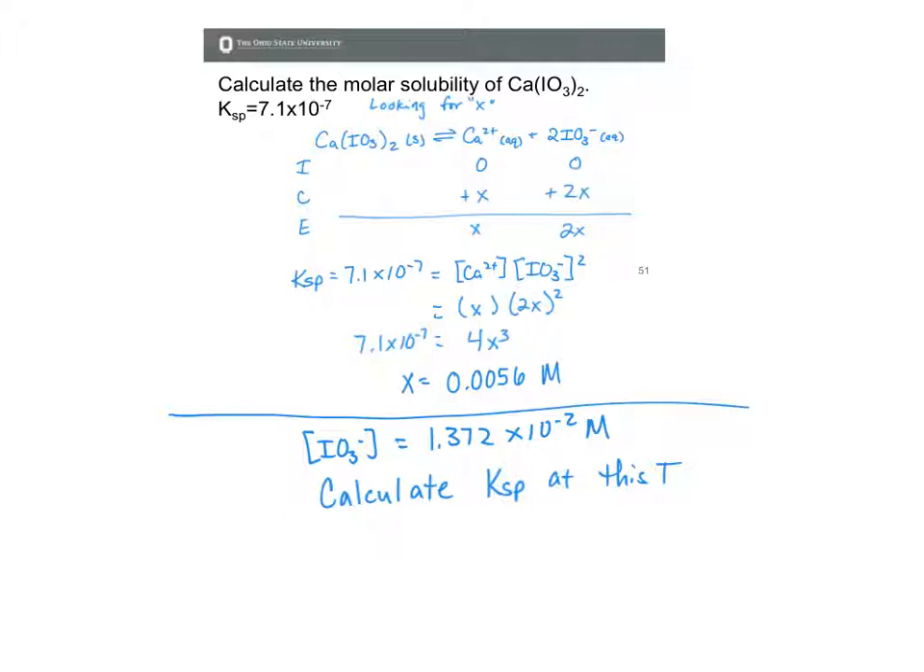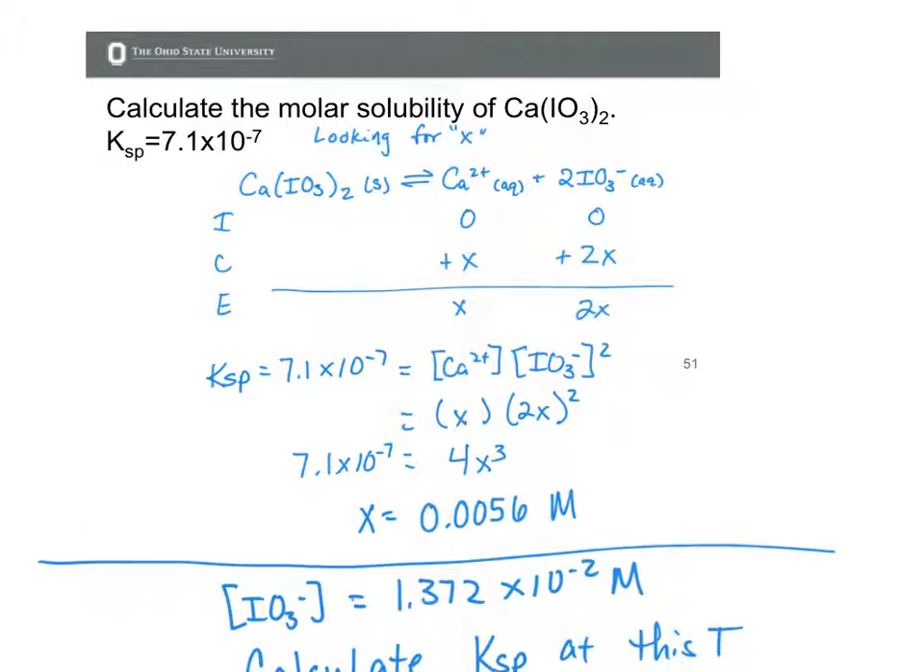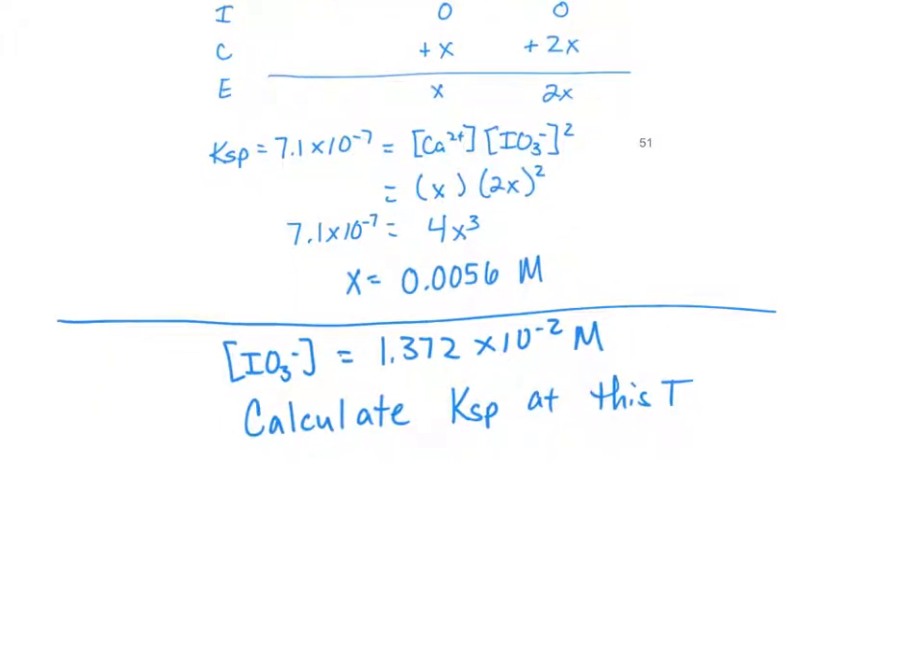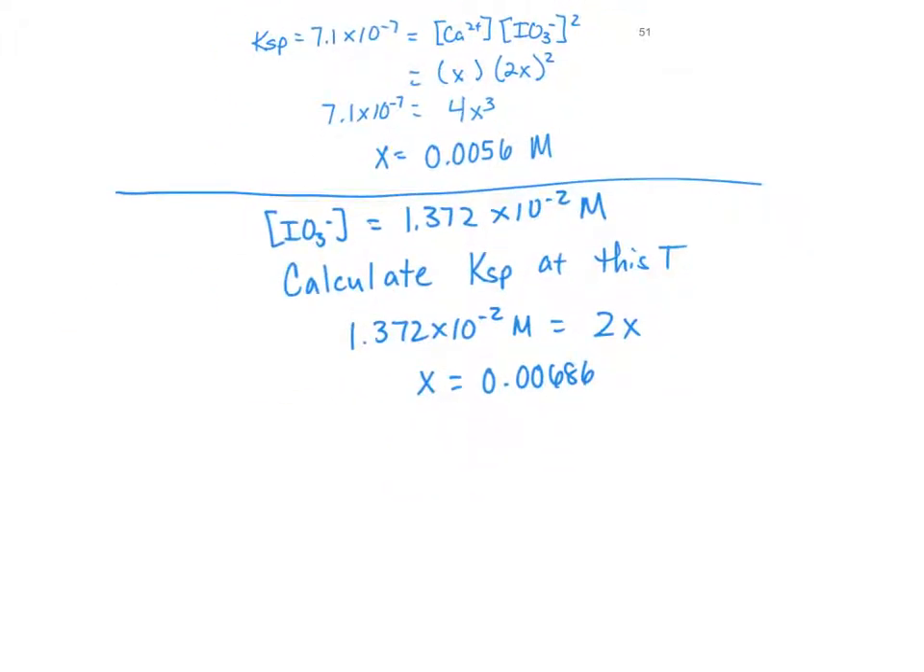Okay, so we're given the concentration of iodate at equilibrium. And we know from our ice table that we've done previously that at equilibrium, the concentration of iodate is equal to 2x. So what we can do is set this concentration equal to 2x. So 1.372 times 10 to the minus 2 molar is equal to 2x. Everyone see that? So we can solve for x, just divide by 2, and we'll get x is equal to 0.00686.